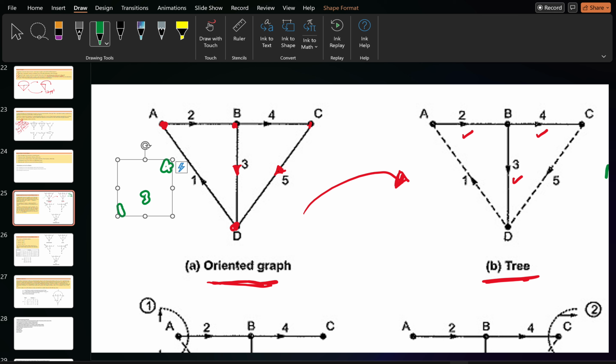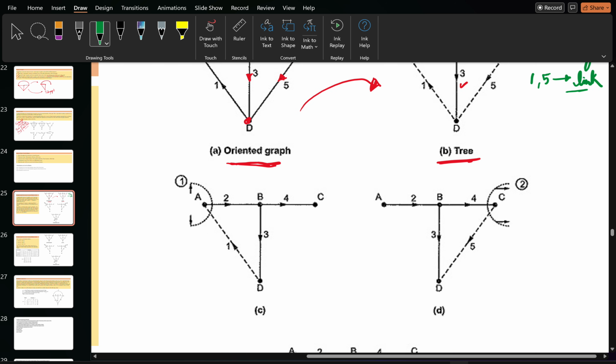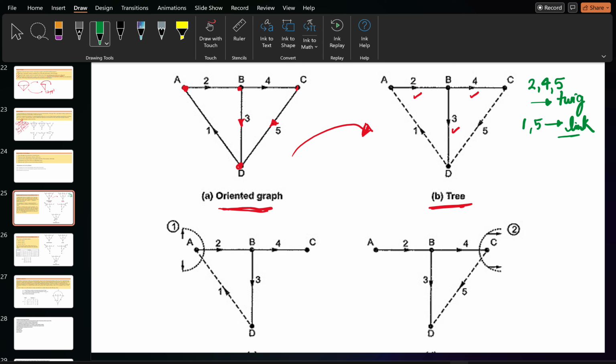Basically, the solid lines are actually the tree, and the non-solid lines, that is the dashed lines, are actually representing the co-tree. Okay, so that is the basic methodology to represent a tree and the co-tree. Tree means solid line. Co-tree is a dotted line, dashed line. So that's why branches 1 and 5 are actually links, and 2, 4, 5 are twigs.